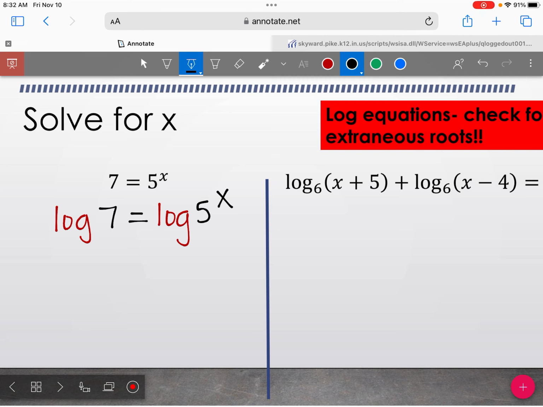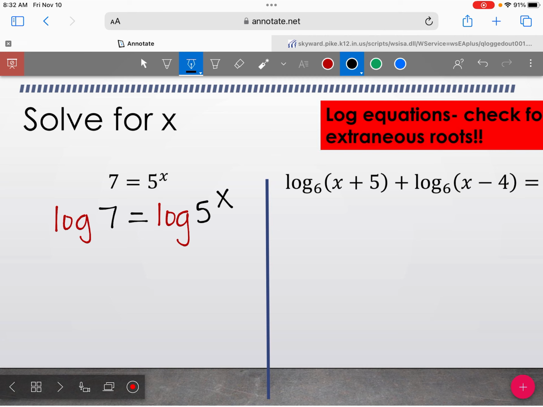The reason why I'm putting in the log is because once I put in the log, I can use my third property, which says I can move my exponent to the front. So I can't solve for x as long as it is flying in the sky as an exponent. I need that x to come down. So that x is going to move to the front.